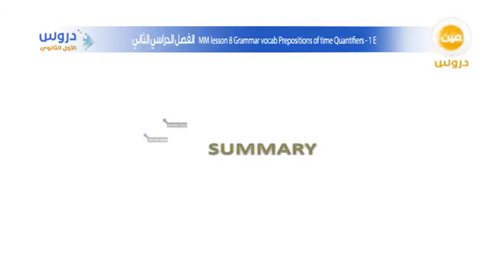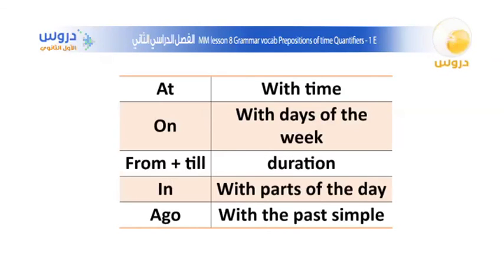Now we have the summary for our lesson. We have finished our lesson. As I told you, our lesson today is easy and not long. At, we use with time. On, with days of the week. From, till, for duration, for example from 6 to 5, or with time, and with parts of the day. Ago, with past simple.